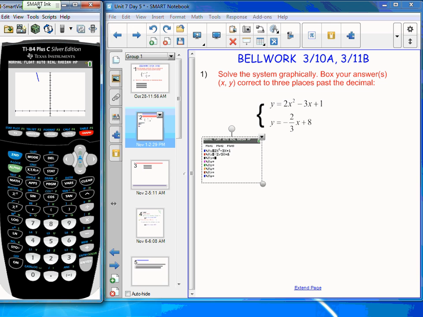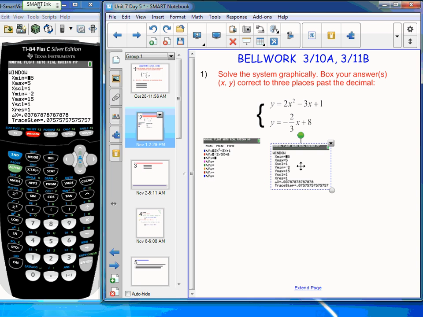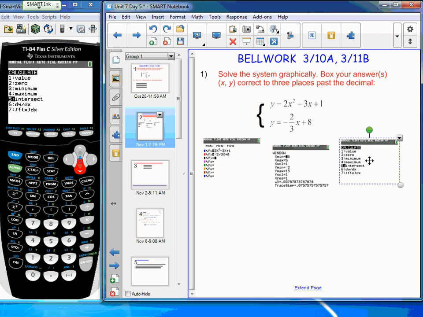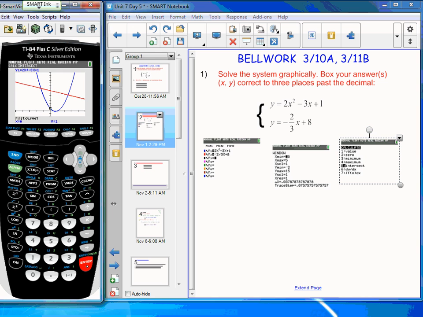And now I think it's going to be easy to do my second calculate intersect. There's my blue parabola. Here comes my red line. And that's a nice window. So we'll go ahead and find those intersection points by doing second calculate intersect. So here we go. Second trace is the calculate menu. We want the fifth option, that's intersect. First curve, enter. Second curve, enter.